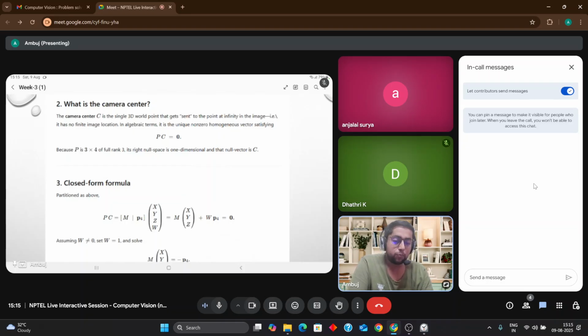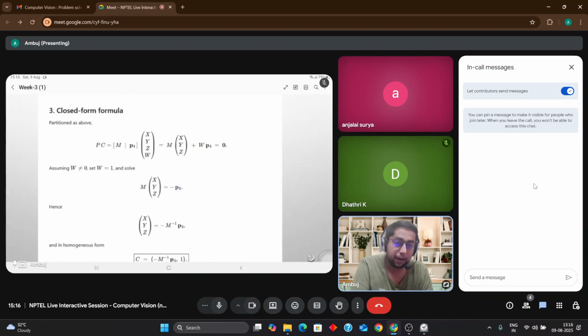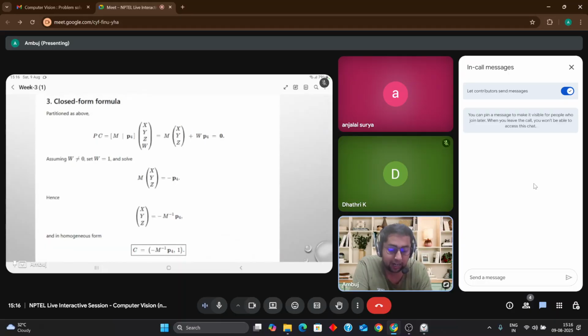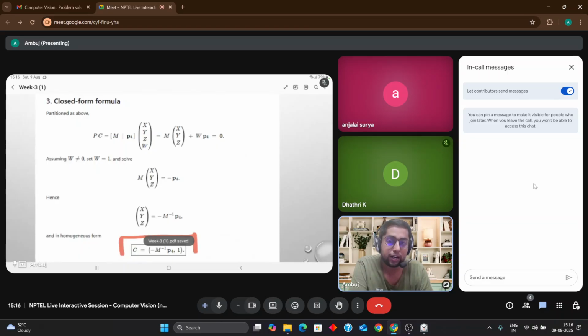So P is a 3 cross 4 matrix of full rank 3. The null space is one-dimensional, and that is the null vector C. So if you try to see the partition PC, that is [M | p4] C equal to 0, and you solve it, then at the end you will get this particular C as minus M inverse p4, multiplied by 1. The derivation has already been mentioned here. If you just look at it, you will be able to follow it very easily.